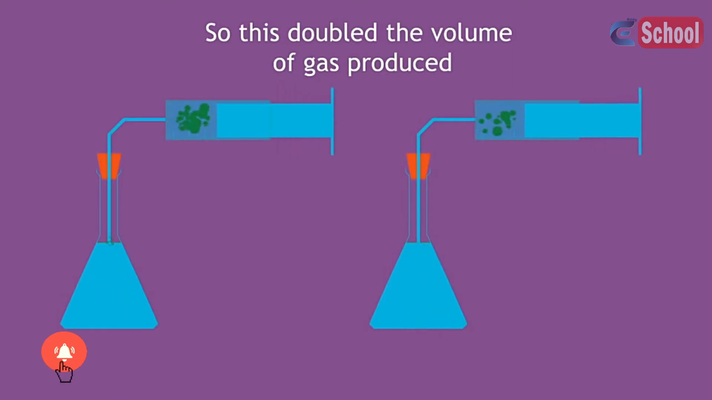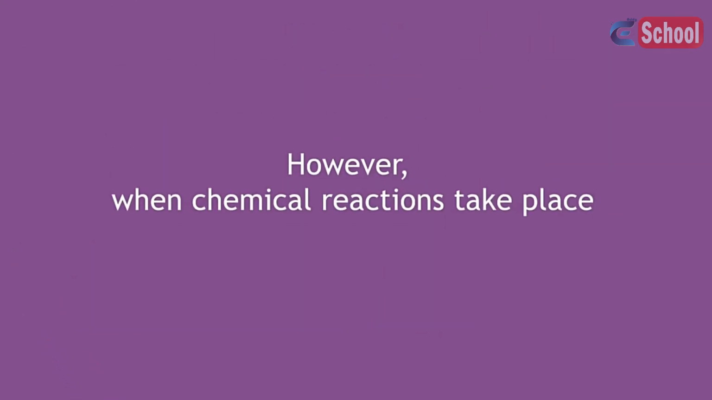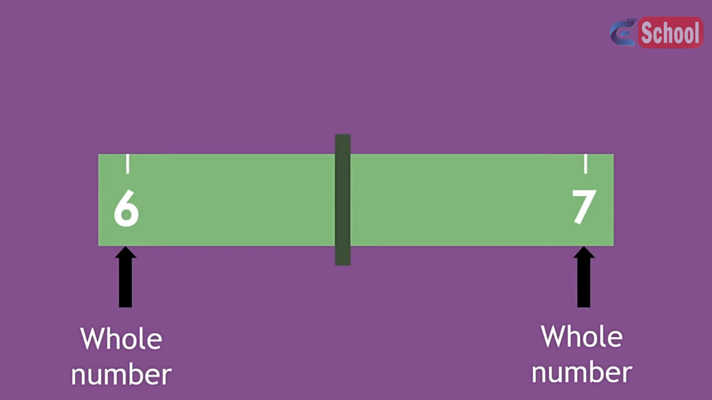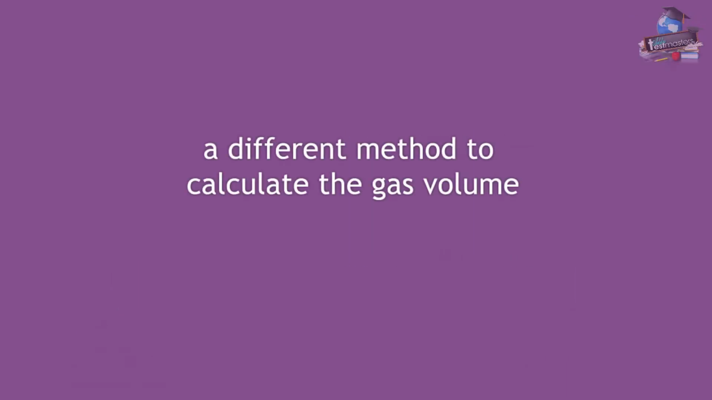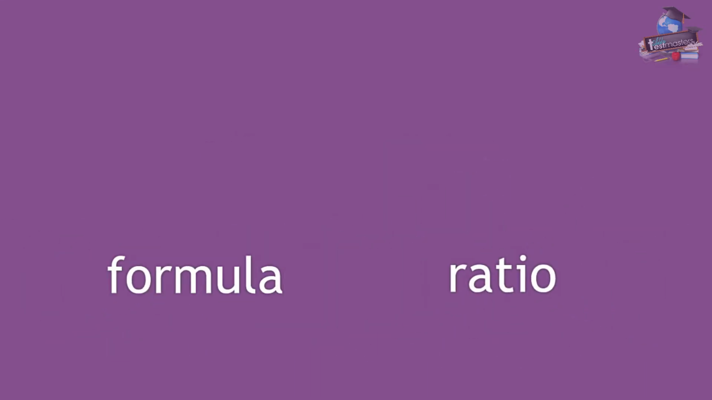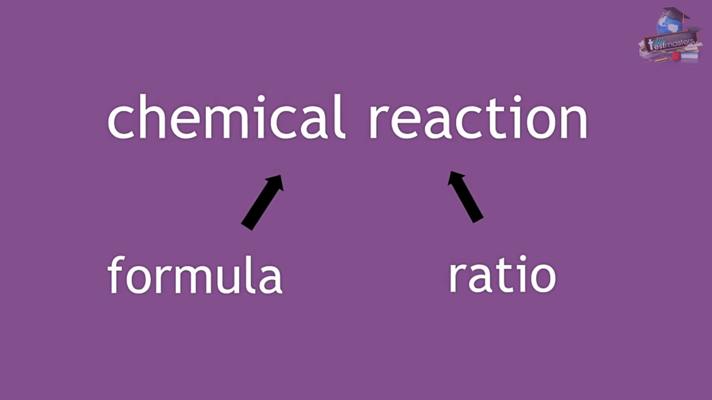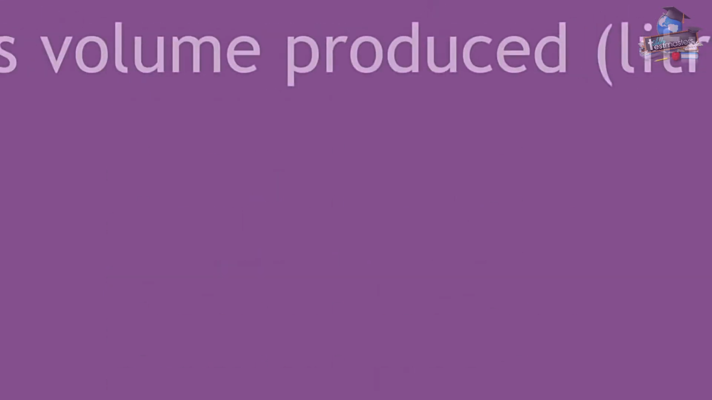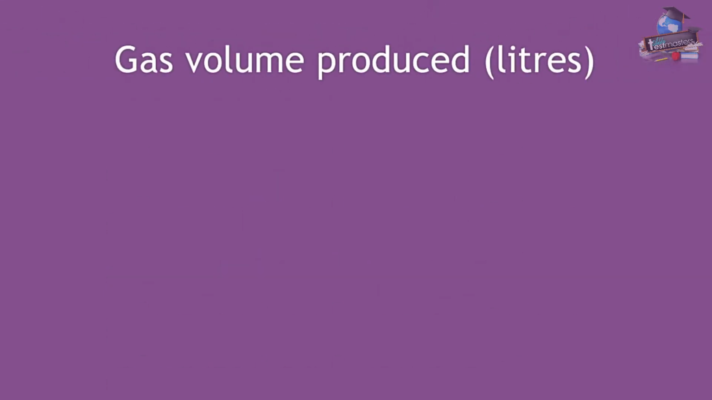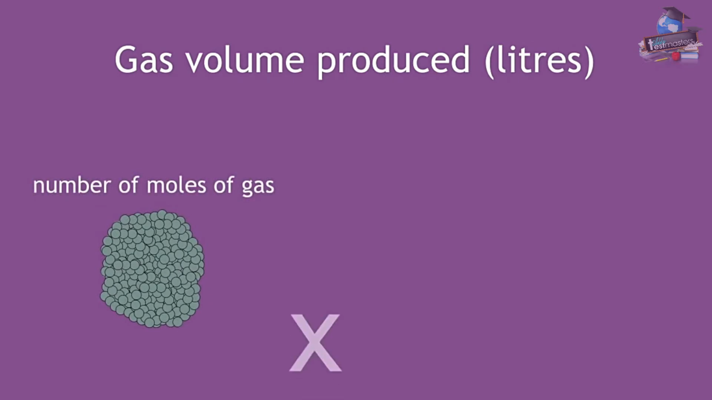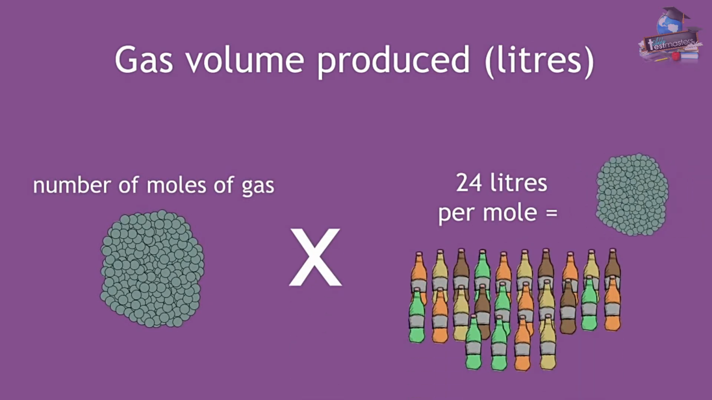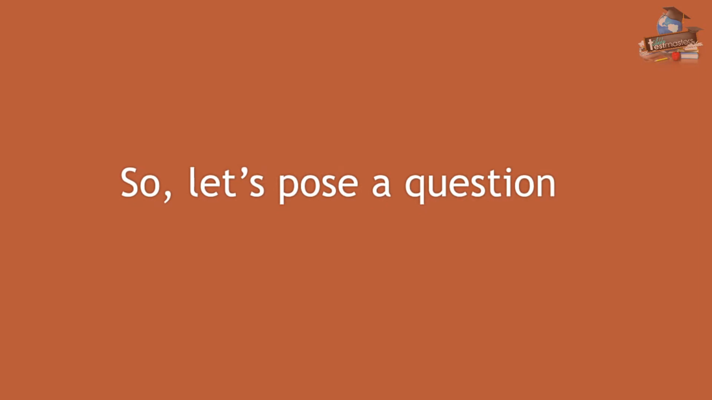volume of gas produced. However, when chemical reactions take place, they don't always produce whole numbers of moles of gas, and so you need a different method to calculate the gas volume. This is where you can use a formula and ratio given from a chemical reaction. The formula is gas volume produced in litres is equal to the number of moles of gas multiplied by 24 litres per mole. So, let's pose a question.